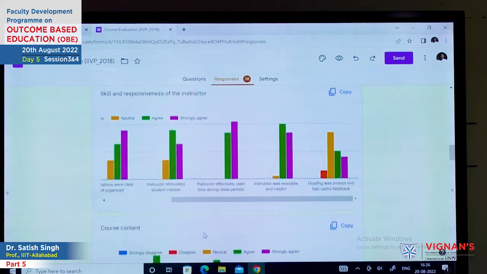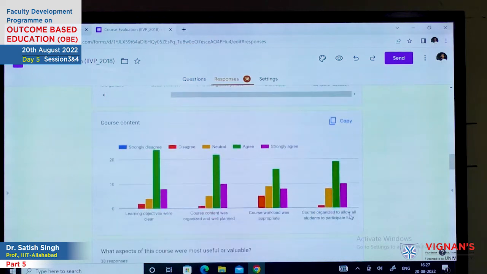Then it talks about the course content, meaning everything. Learning objectives were clear. Course content was organized and well planned. Course workload was appropriate. And the course was organized to allow all students to participate fully.